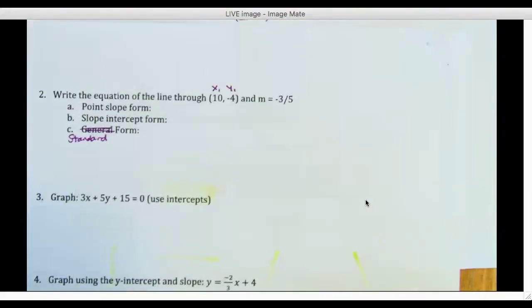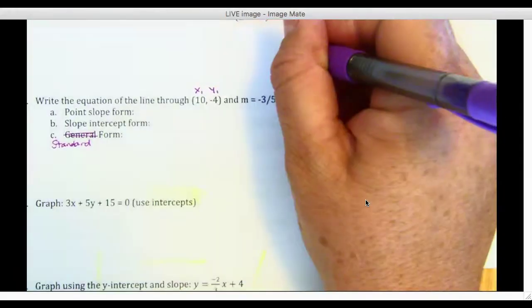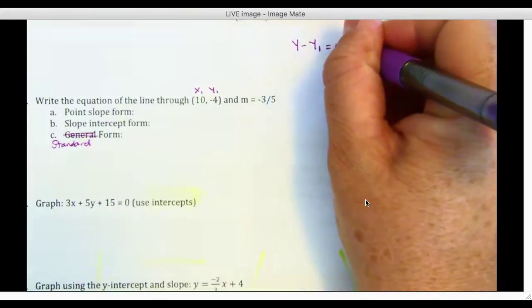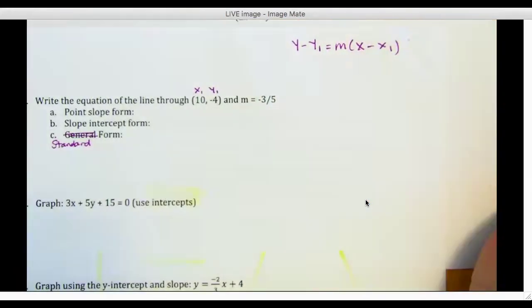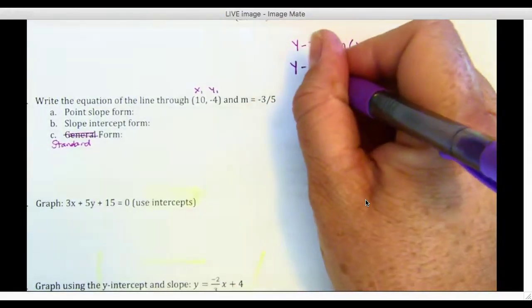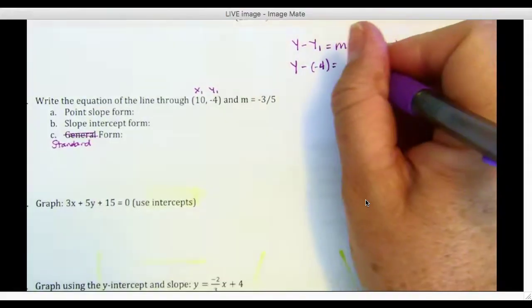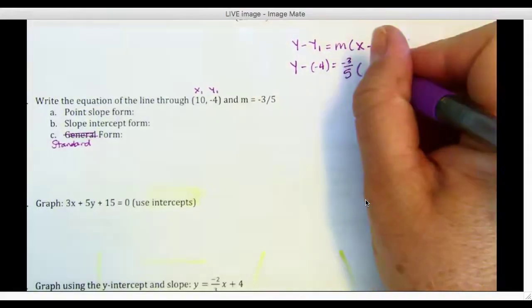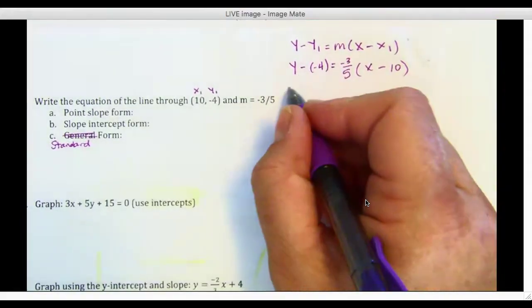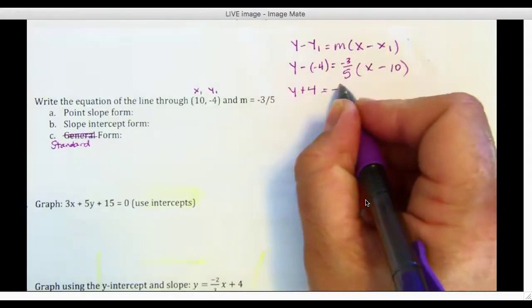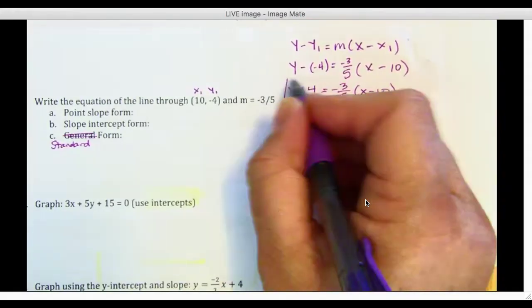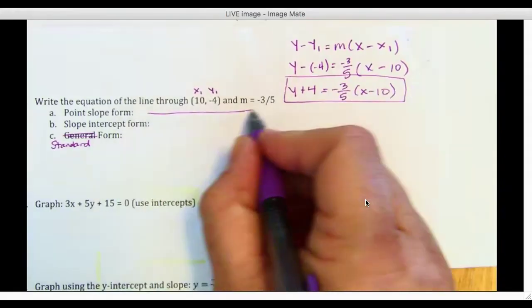And just to ensure that I have enough space here, I'm going to start a little bit higher up on the page. So I have y minus y1 equals m times x minus x1. That's point slope form. I'm just going to plug in all of those things. Y minus y1, which is -4, equals m, our slope, -3/5, times x minus 10. And so I'm going to go ahead and multiply here. I have y plus 4 equals -3/5 times x minus 10. And that is my answer for point slope form.